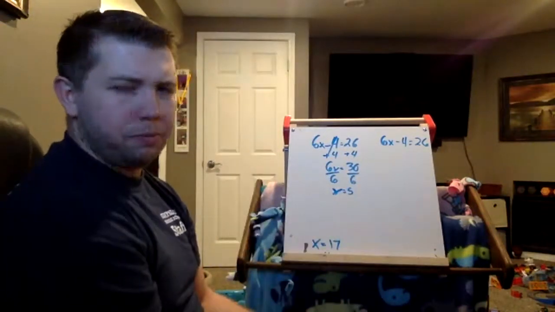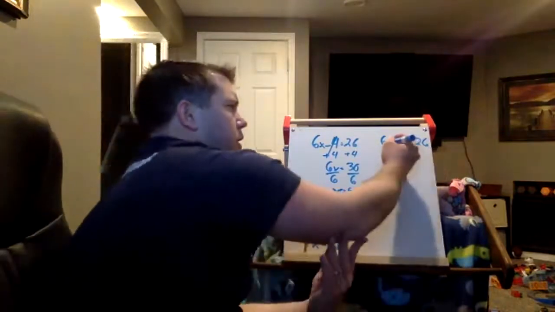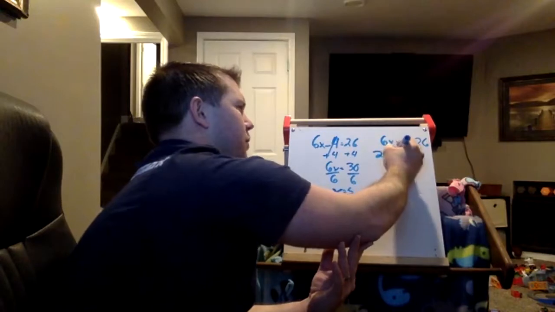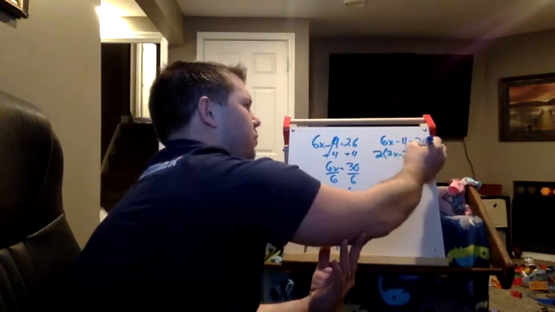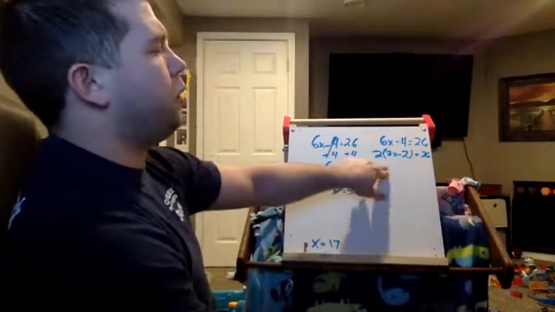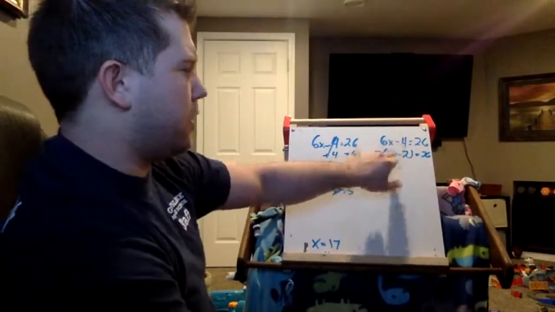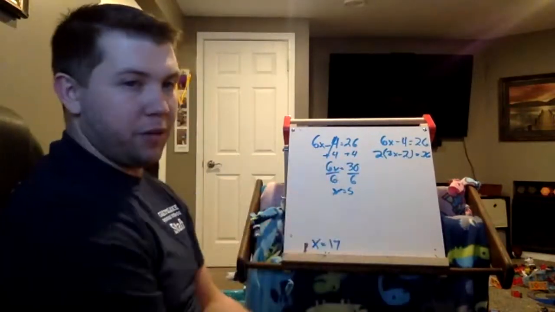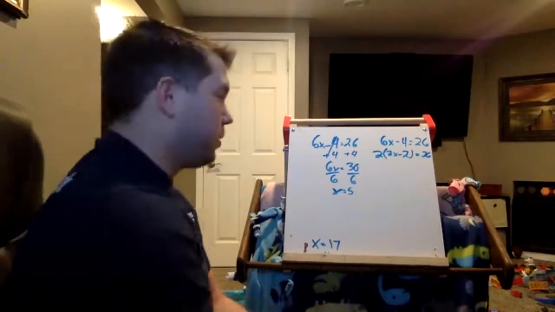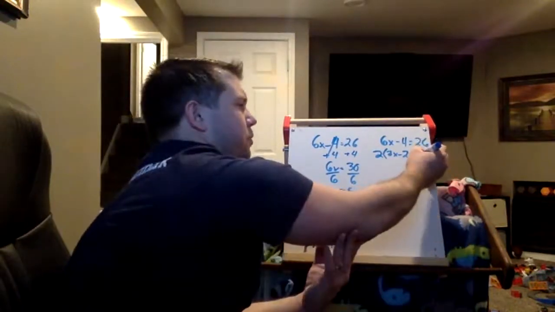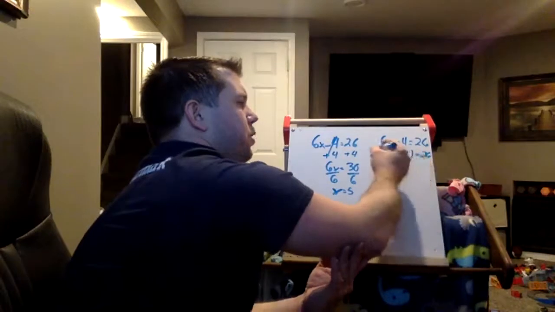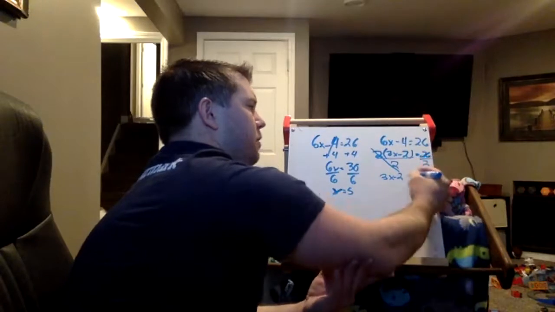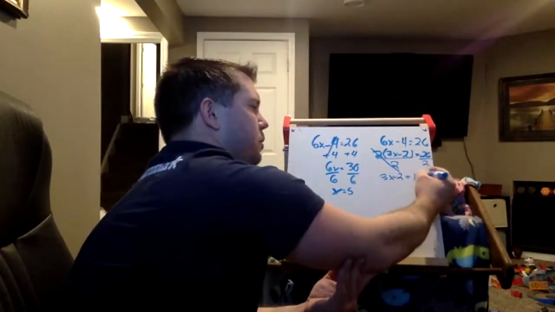But when we learned about the distributive property and pulling out a factor, you could factor this out. You could pull out a 2, because 2 times 3x is 6x, and 2 times -2 is -4. I don't have to, but I can. Now if I really want to, I could divide both sides by 2. The 2 cancels, I'm left with 3x minus 2, and I have to divide by 2 on this side. 26 divided by 2 equals 13.